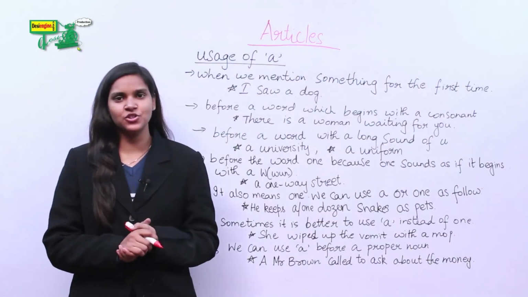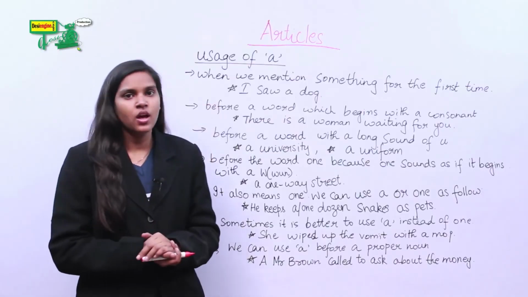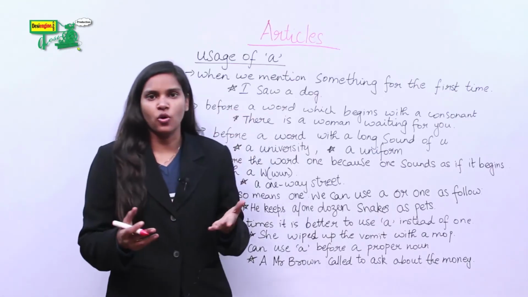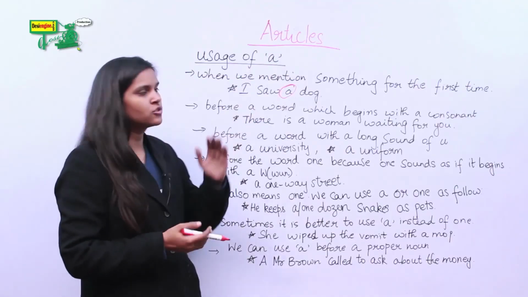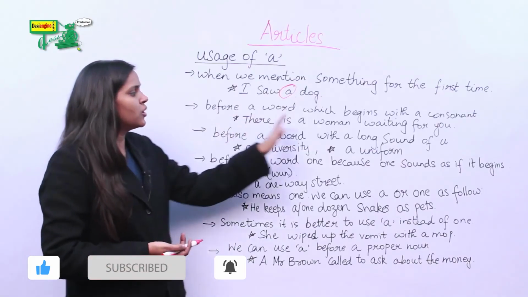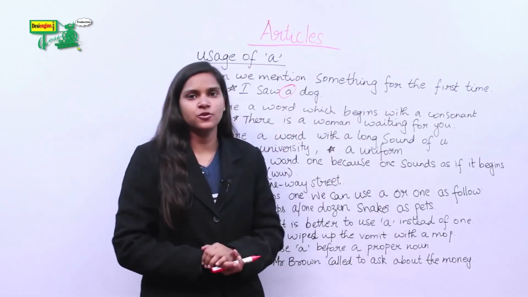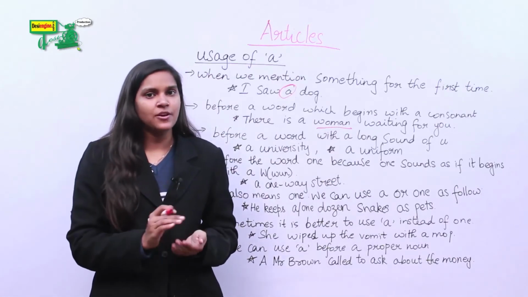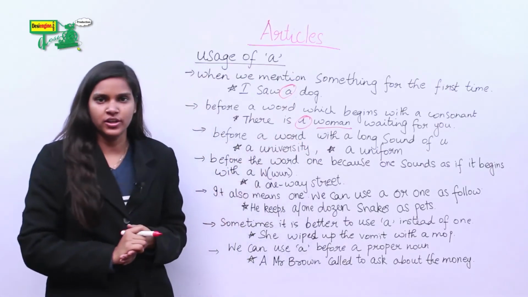Let's learn about the different rules regarding usage of article a. The first rule is when we mention something for the first time. For example, I saw a dog. Therefore, article a is used because the dog was seen for the first time. The next rule is before a word which begins with a consonant. For example, there is a woman waiting for you. The word woman starts with a consonant, therefore article a is placed before it.